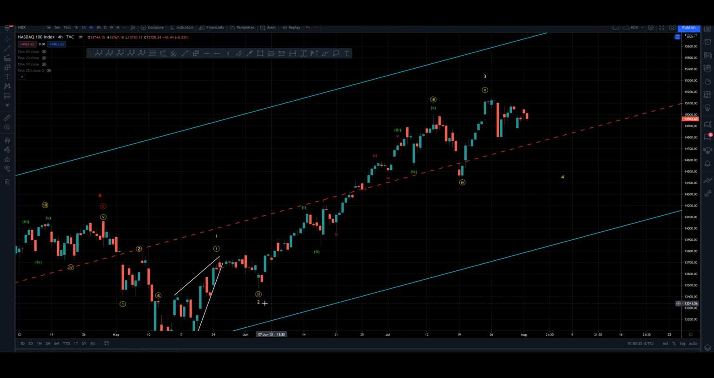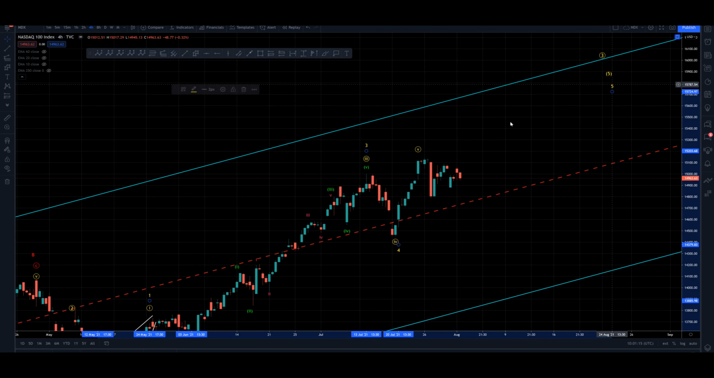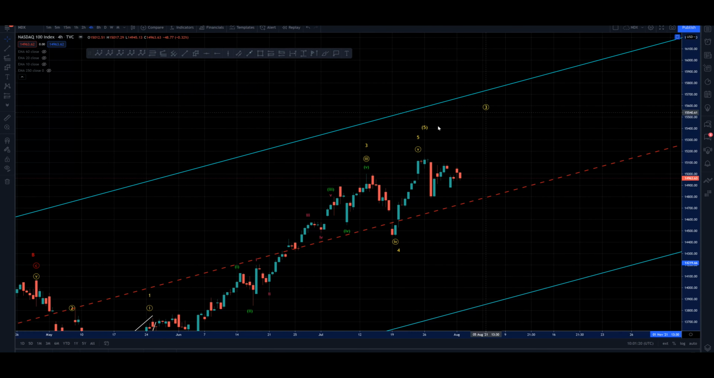So perhaps that's right. In which case, 1, 2, 1, 2, changing the wave degree up to minute and then to minuet. So this would become minute, this would become minuet. And then we would move up to here. And that would suggest that we've got the 3 into here, the 4 into here, the 5 into here, and therefore the 5 into here and the 3 into here.